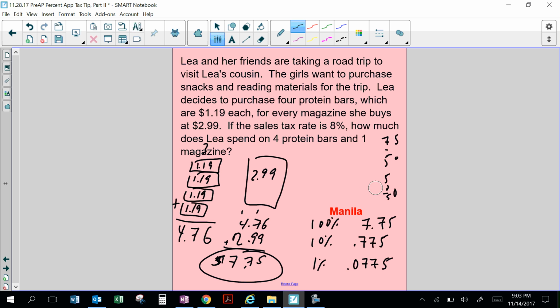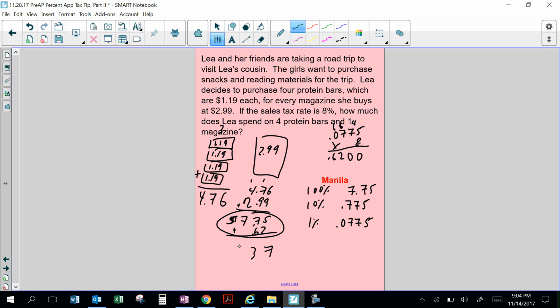Now, the tax rate is 8%. That means each 1% represents 0.0775, times 8. Let's figure out the tax. 8 times 5 is 40, carry the 4. 8 times 7 is 56, plus 4 is 60, carry the 6. 7 times 8 is 56, plus 6 is 62, carry the 6. 8 times 0 is 0, plus 6 is 6. So move the decimal 4 digits. So the tax is 62 cents. If we add this up, the total amount she will owe is $8.37. So she'll pay $7.75 for 4 protein bars and a magazine, plus 62 cents in taxes. And so she'll owe $8.37.